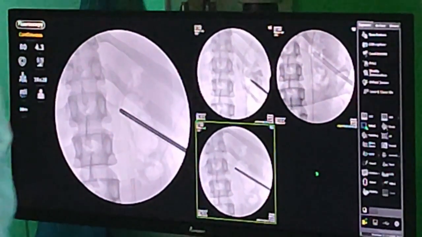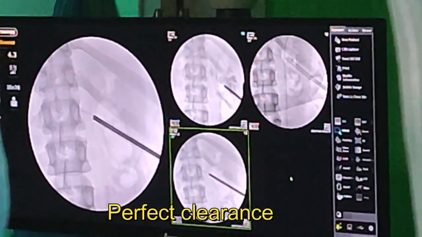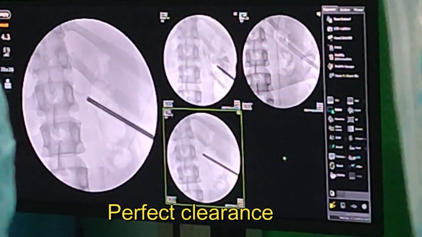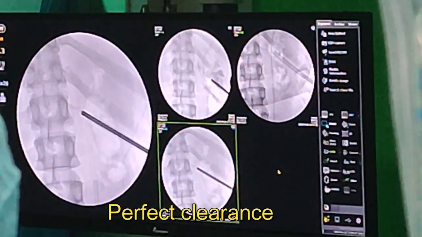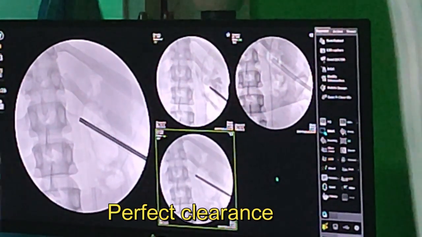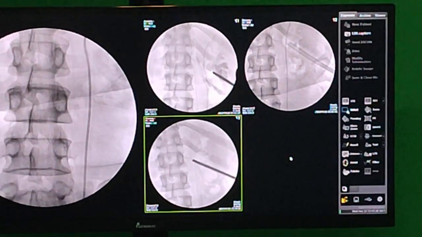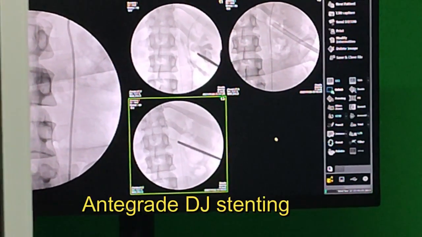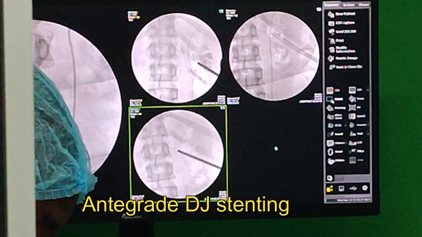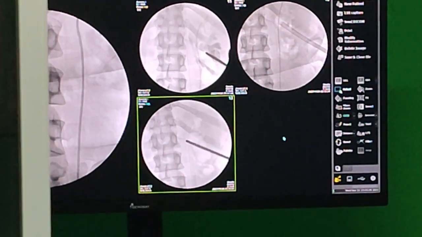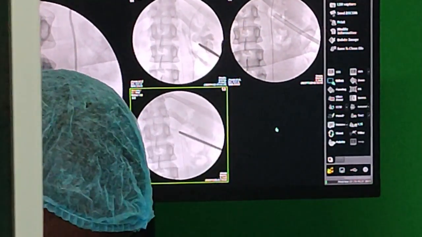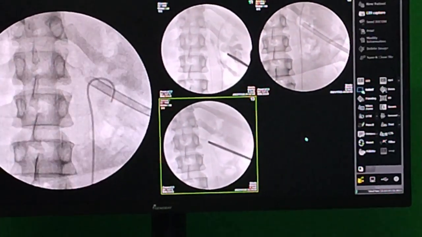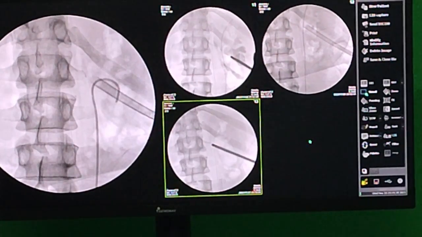So this is a perfect clearance. Focus on this screen. Okay? So this is a perfect clearance. We are done with the procedure. So we just pass our, okay, you can back out. Back. Up the chest like this. The head. So, we want the edge of the patient. Good. Perfect.